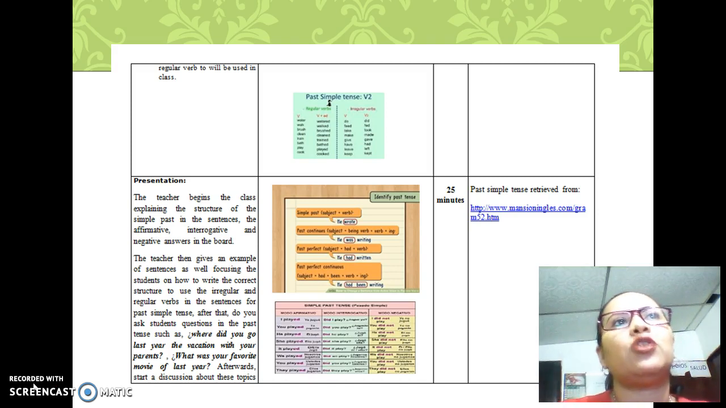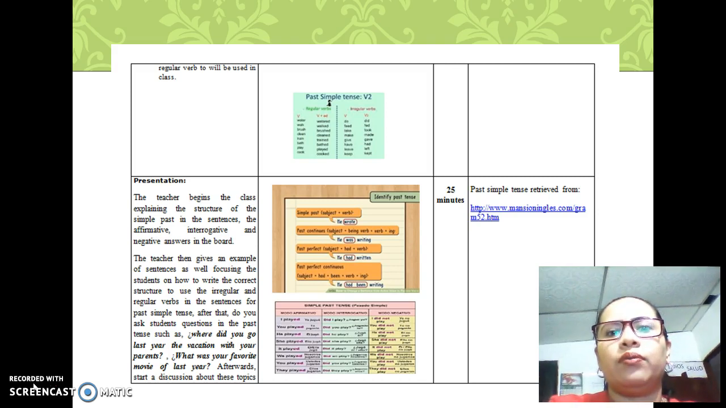In the presentation, the teacher begins the class by explaining the structure of the simple past: subject plus verb complement. The teacher writes the simple past sentence in affirmative, interrogative, and negative forms on the board. For example, affirmative: I played, you played, he played. Interrogative: did I play? Negative: I didn't play.